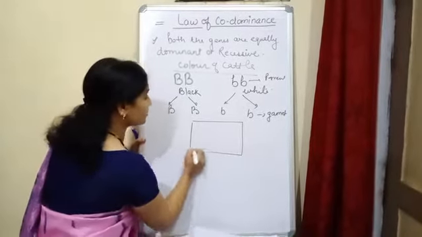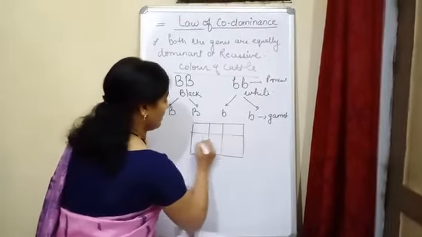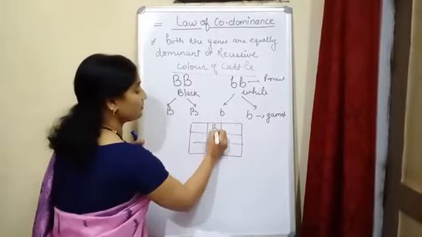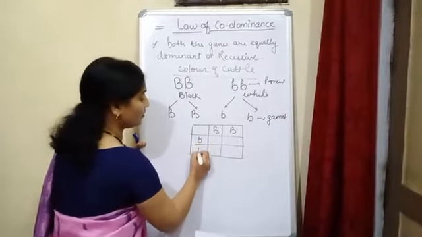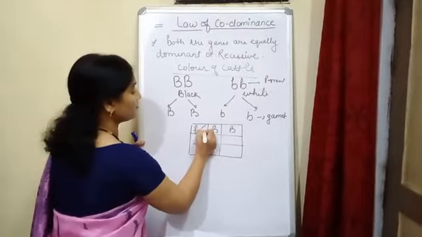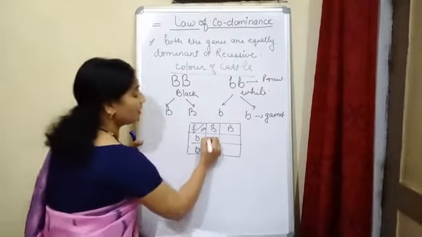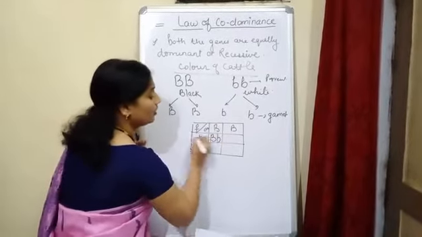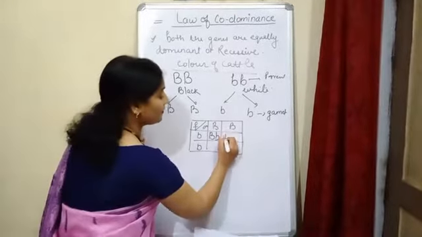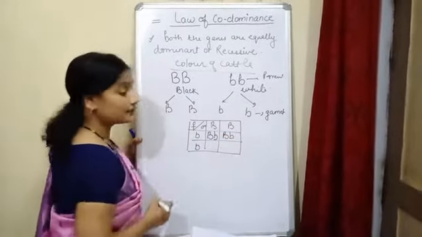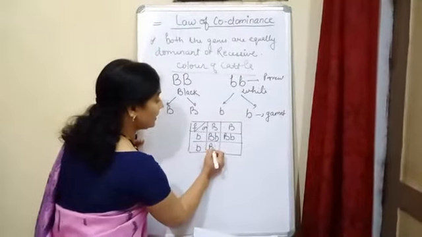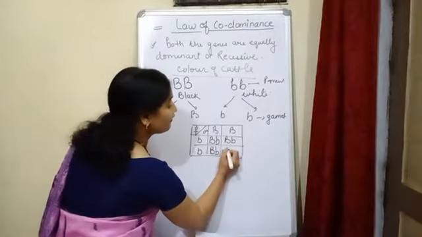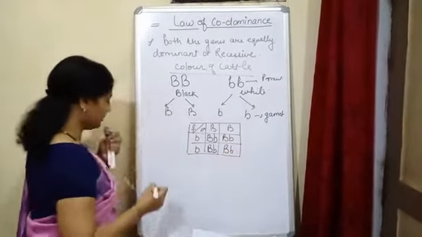Now these things are clear to you. Just make a Punnett square. Write down capital B, small b, small b. Suppose this is male and female. What will be the result? Capital B, small b, capital B, small b. Again, capital B, small b and capital B, small b.